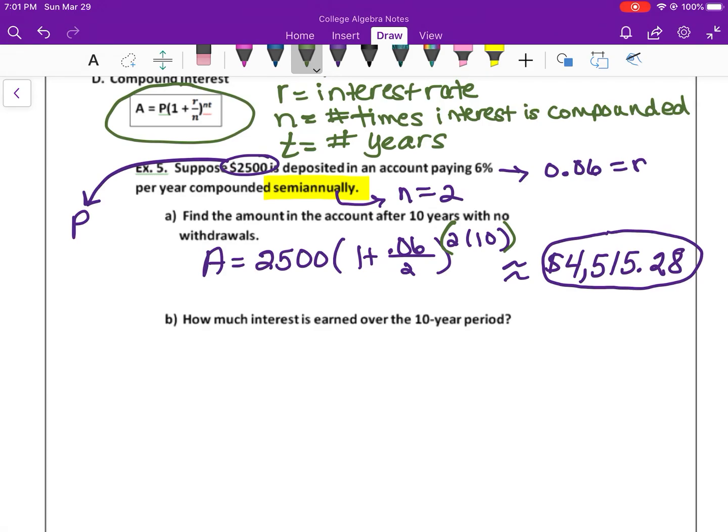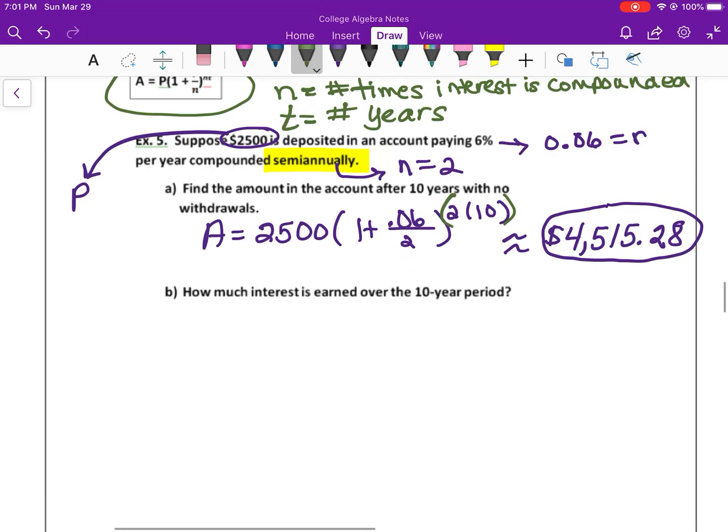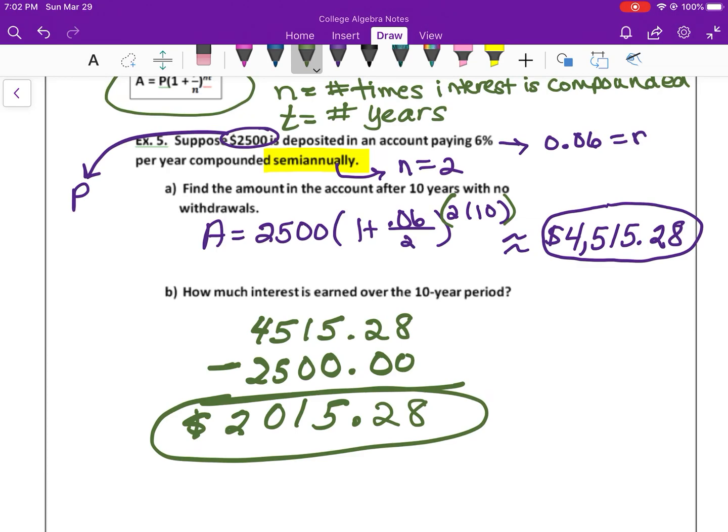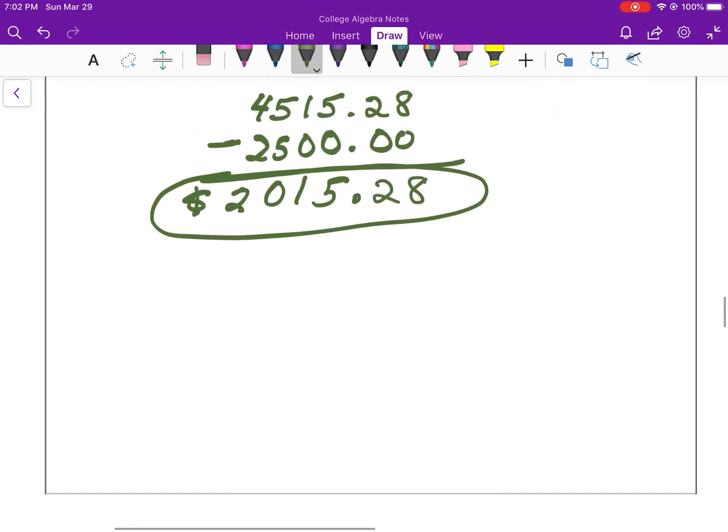Okay, we want to know the interest that was earned over 10 years. So we're going to take the amount after time, and we're going to subtract the amount that we deposited. And that's going to give us the amount of interest. All right, moving on.